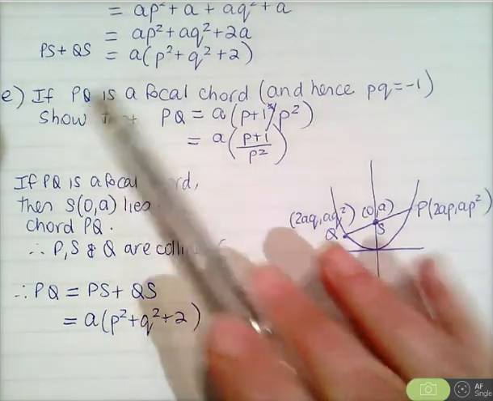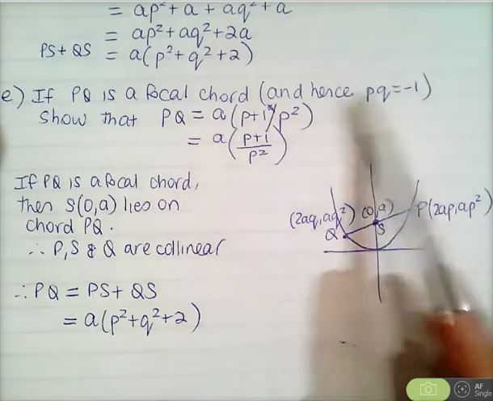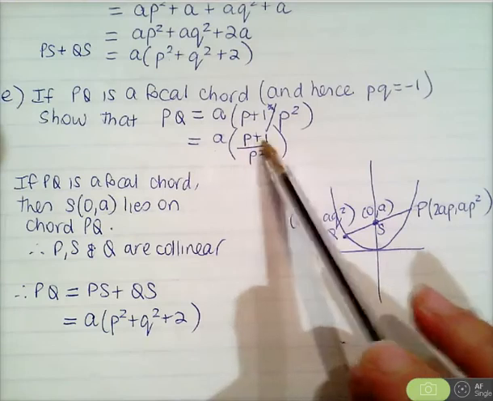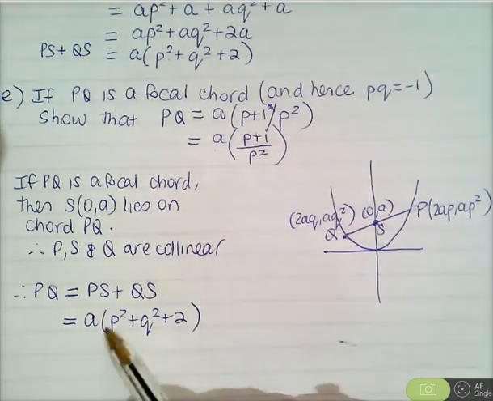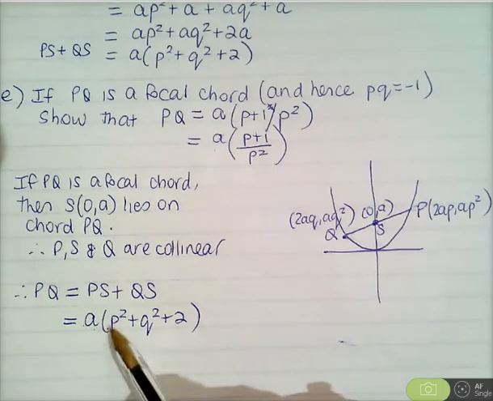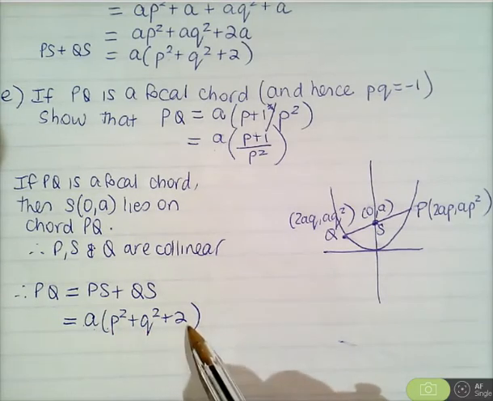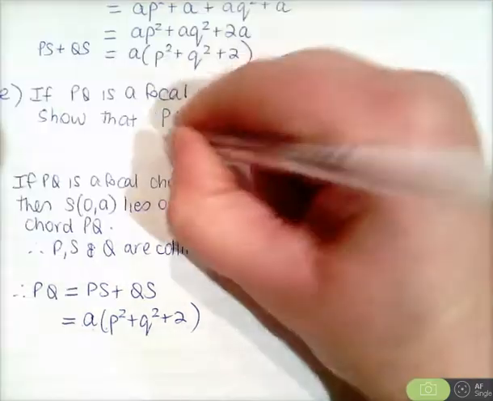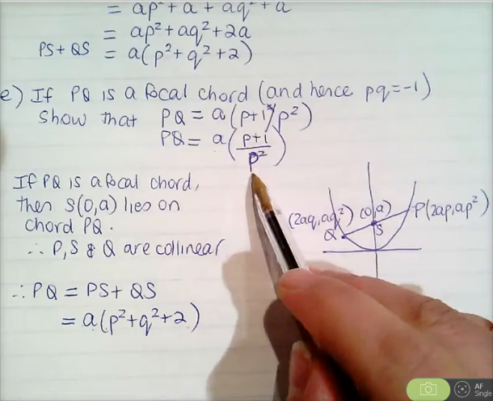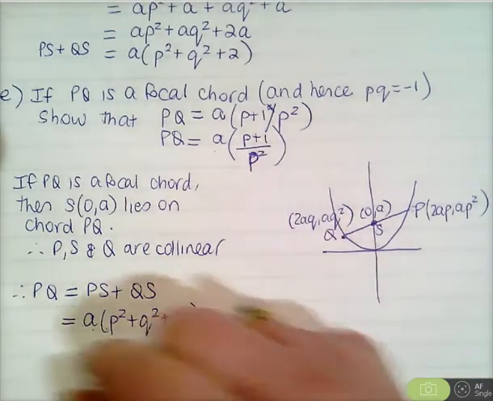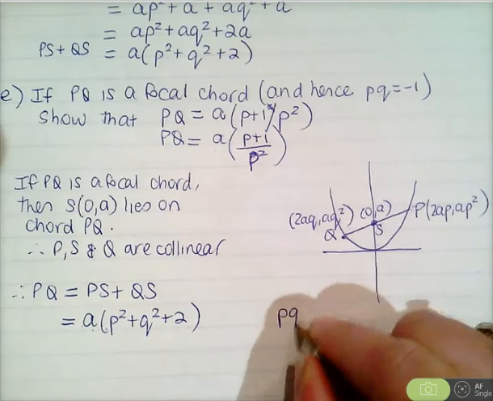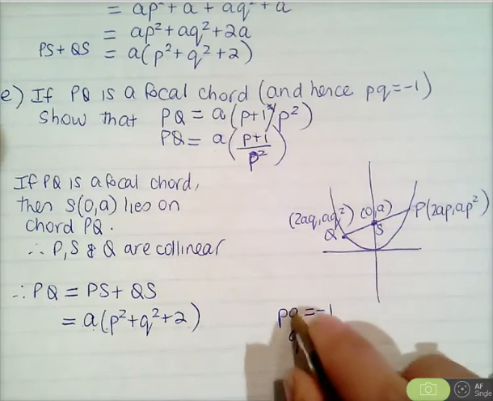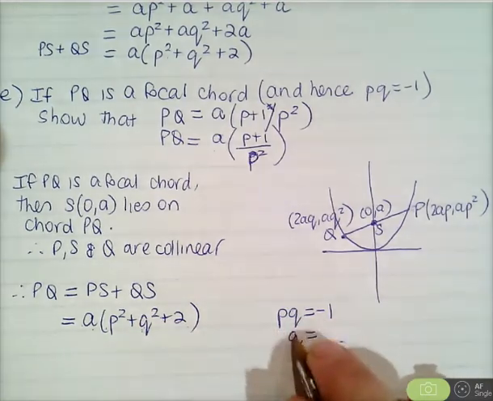Now, in the question you're told that if PQ is a focal chord and hence pq is equal to -1, show that PQ equals a bracket p plus 1 over p squared. Notice here we've got that PQ so far has got a's, p's, q's, and some numbers. Notice what they're trying to get us to show is that PQ equals something here, but there's no q's here. So because we know that pq equals -1, I would make q the subject and substitute in for q, and that way you'll get rid of the q.